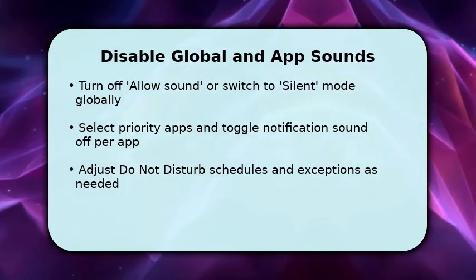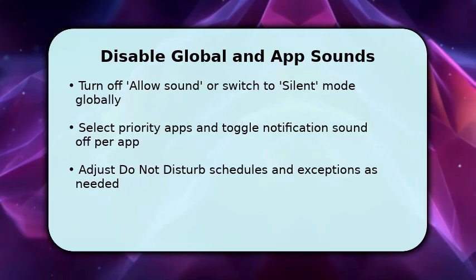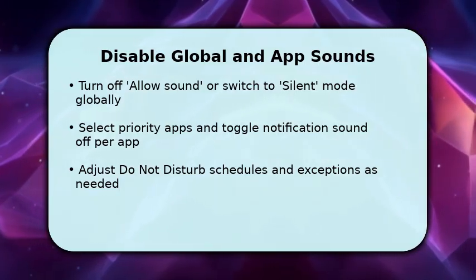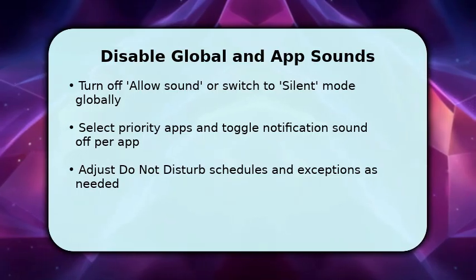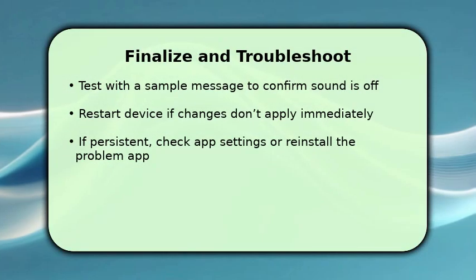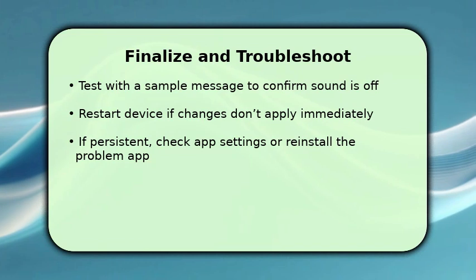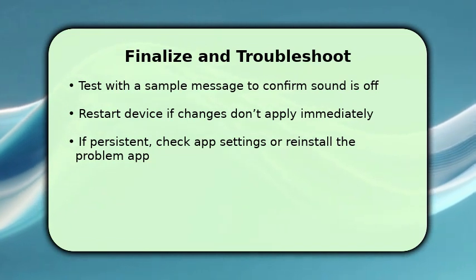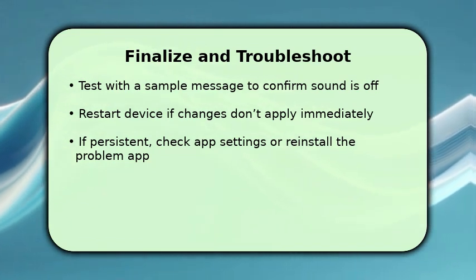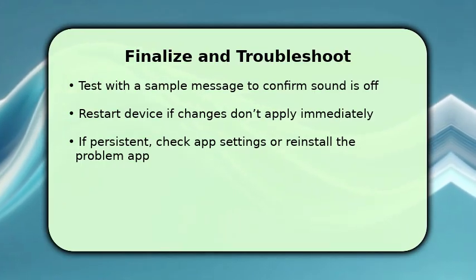Make sure to check Do Not Disturb. Schedule it or allow only starred contacts. That gives you silent hours without missing key calls. Finish by testing. Send yourself a message or ask someone to trigger a notification to confirm sound is off. If you still hear alerts, restart the device so system settings fully apply.